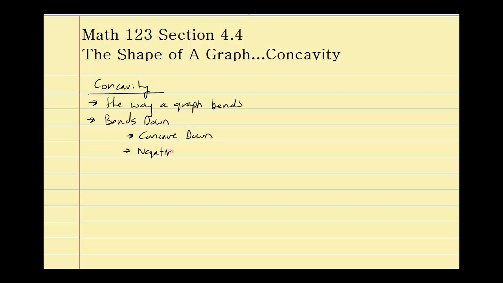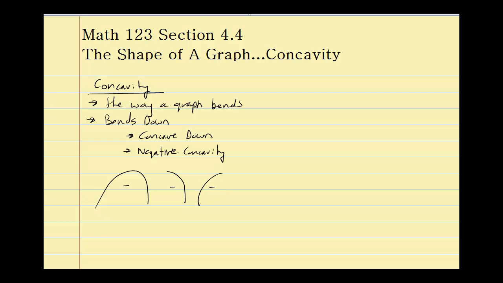Now a graph that bends down is usually pretty obvious. For instance, this has negative concavity. But sometimes it's not as obvious. So this graph also has negative concavity. This graph has negative concavity as well.